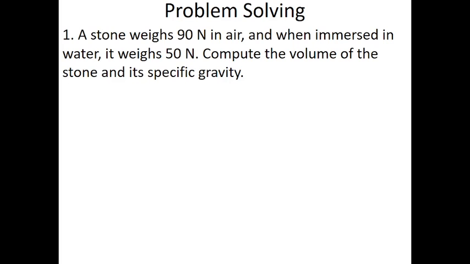So, to better understand our topic, let's answer a problem. We have a stone that weighs 90 newtons in air, and when immersed in water, it weighs 50 newtons. Compute the volume of the stone and its specific gravity. So, the weight of the stone in air is 90 newtons, and when immersed in water, it becomes 50 newtons.